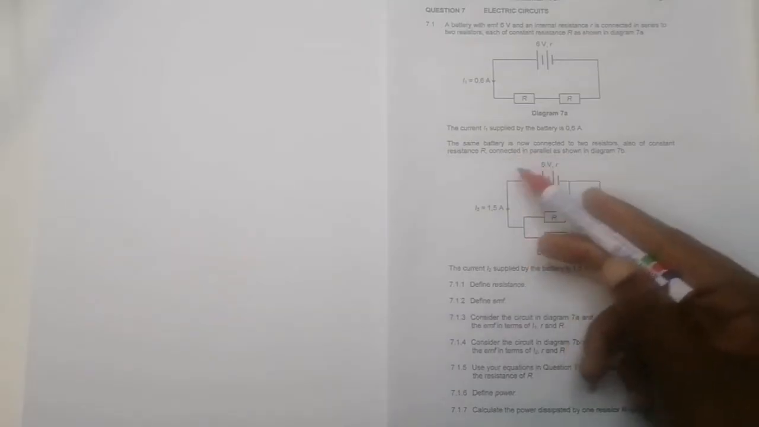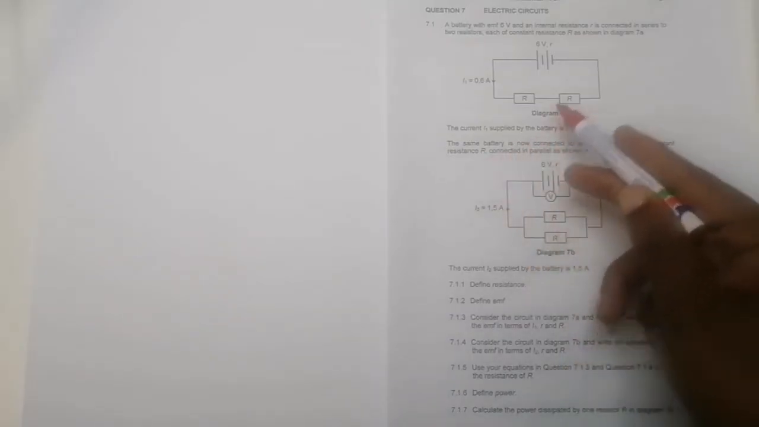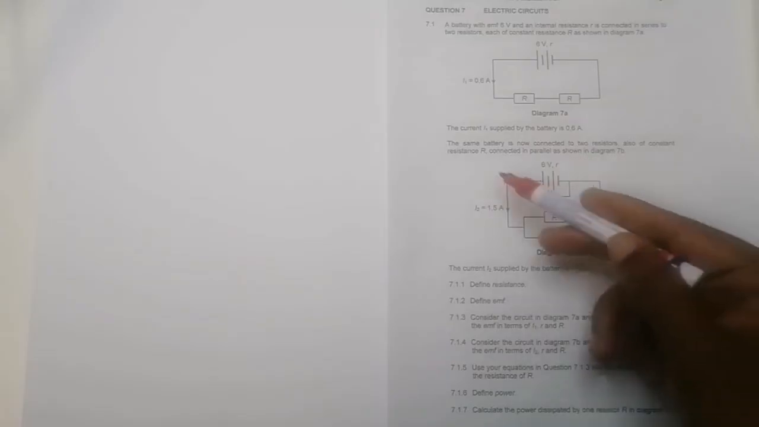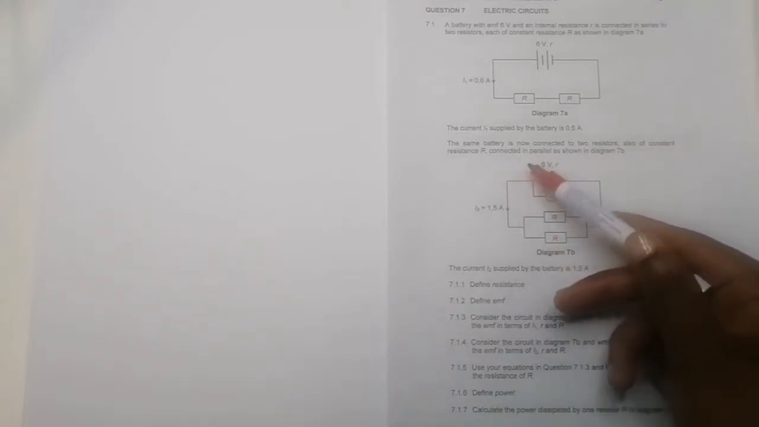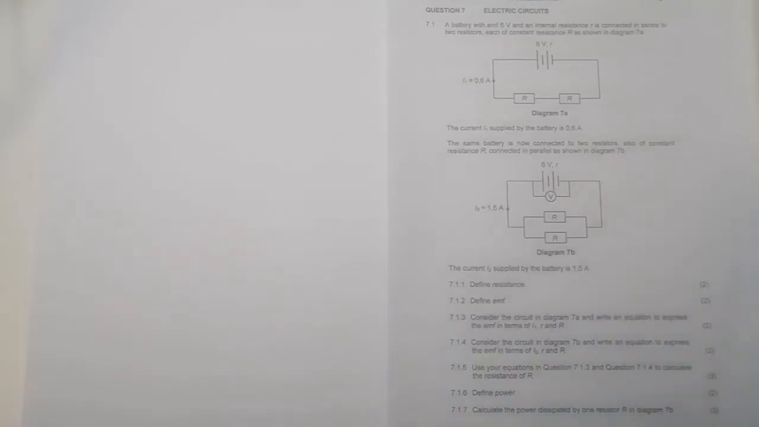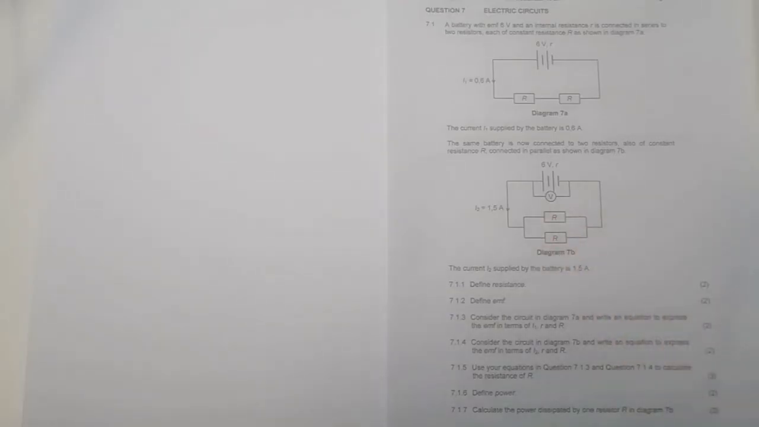Now they take the very same resistors and put them in parallel with each other. They say the same battery is now connected to two resistors, also of constant resistance R, connected in parallel as shown in 7b. Now the current that is supplied is 1.5 amperes. Once we change the arrangement of our resistors, it's obviously going to affect the effective resistance of the circuit, and ultimately the current.